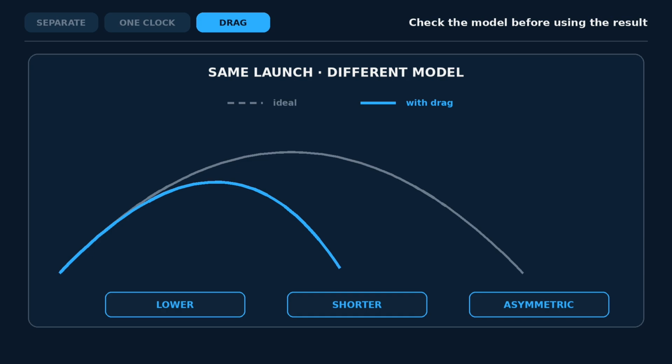The trajectory reaches a lower maximum height, covers a shorter horizontal range, and is no longer symmetric. The descent is steeper because drag has reduced the horizontal component of velocity. The real path is not an exact parabola.